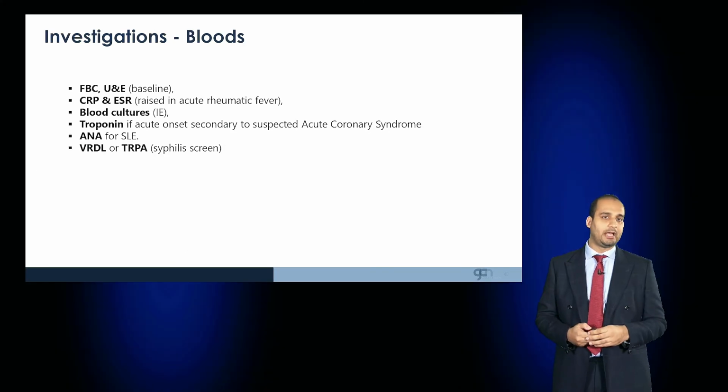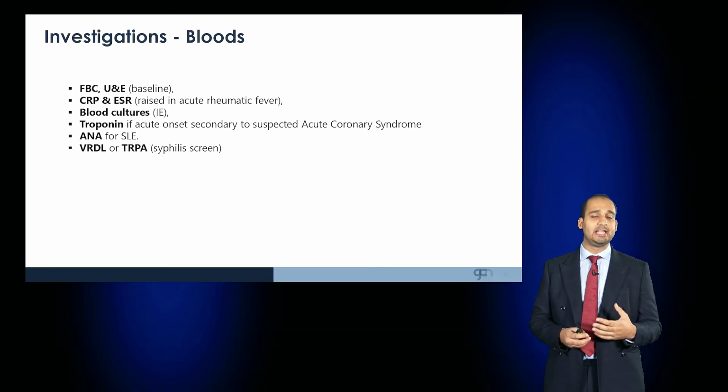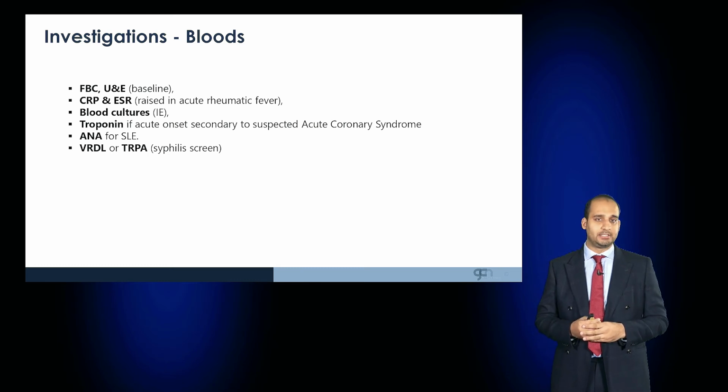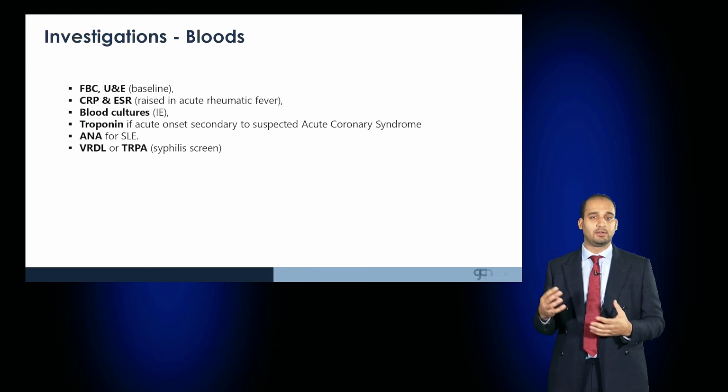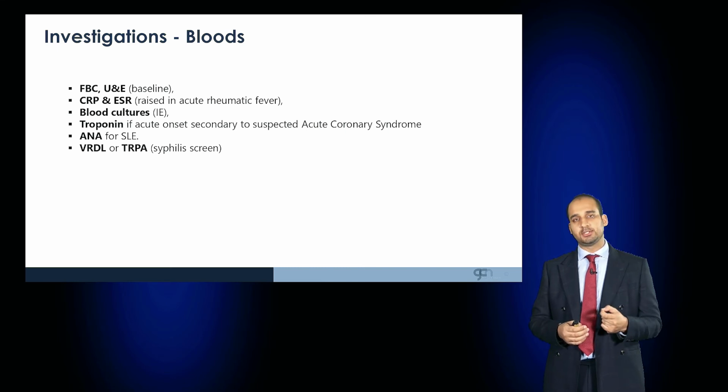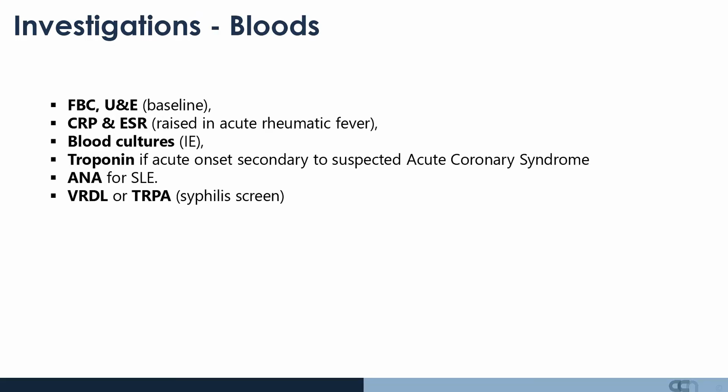So the bloods that we'd look at would include an FBC, U's and E's. CRP and ESR would be helpful to determine whether there's an acute infection or whether there's any rheumatological conditions or vasculitides. Blood cultures are relevant for infective endocarditis. A troponin would be very important if there's an acute mitral regurgitation in the presence of chest pain or acute coronary syndrome. ANA and autoantibody screens can be helpful in rheumatological and autoimmune conditions such as SLE, and we can also organize a syphilis screen.